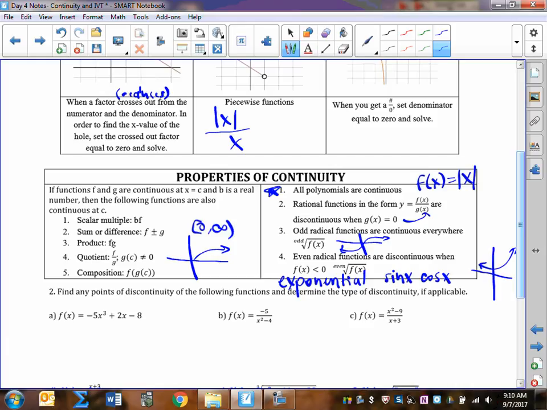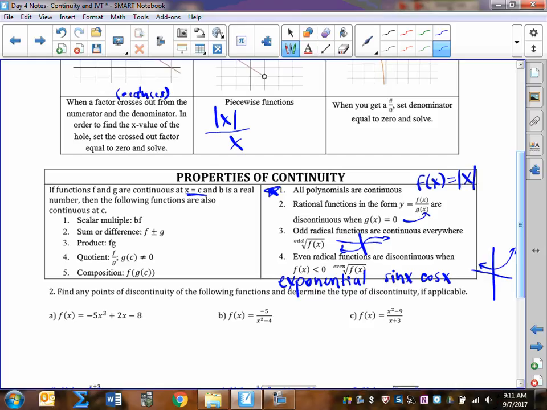All right, if we have two functions f and g that are continuous at a specific point, x equals c, then these properties also hold true. Looking at that specific point, our scalar multiples hold: if we take, let's say, 5 times the function f, that's still going to be continuous at c. If you think about it, the function x squared is continuous at 0, so the function 5x squared is going to be continuous at 0.